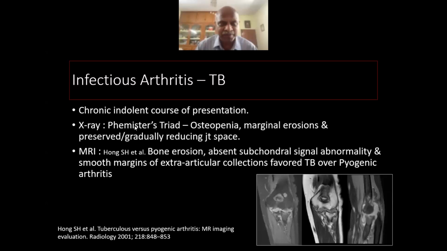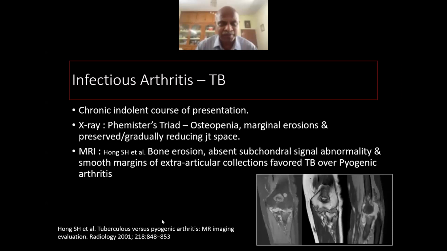Talking of tuberculosis, the presentation in tuberculosis is often a chronic indolent type of presentation, and that is why you get the imaging features that you get. So the Phemister triad, where you have a regional periarticular osteopenia, marginal erosions, and a relatively preserved or gradually reducing joint space. All of this just points to the fact that it's a chronic indolent, slowly progressing process, and therefore the joint space has not gone down rapidly.